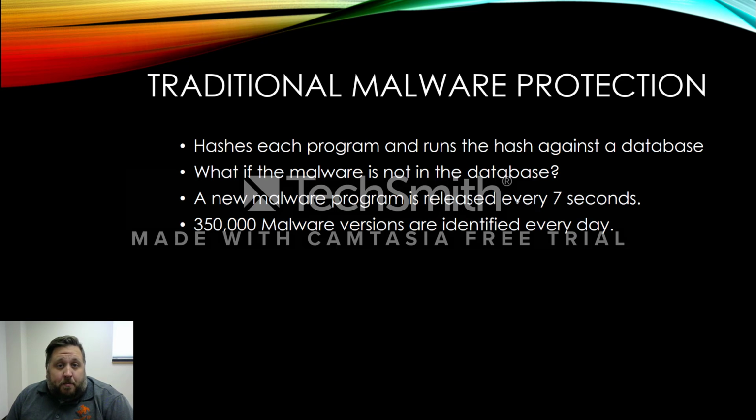So how does traditional malware protection work? The malware software is going to run through all the programs on your computer, as well as anything new you download, and it's going to hash every single program, which creates a hash code. That hash code is verified against a database that the manufacturer of the antivirus has, like Kaspersky or any of the others. If it finds an identical match, it gets flagged as malware and removed from your computer.